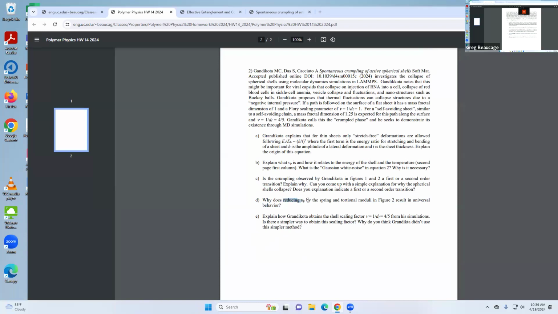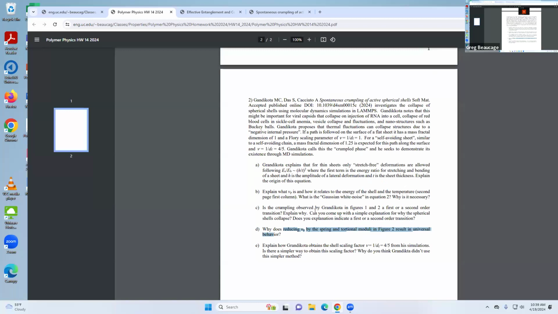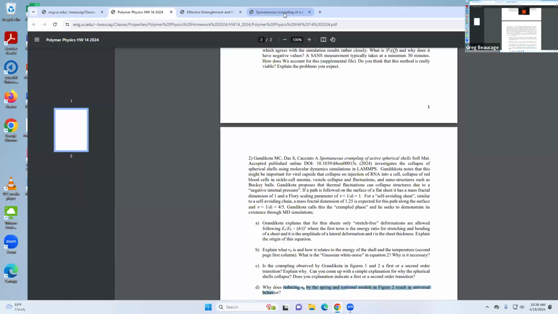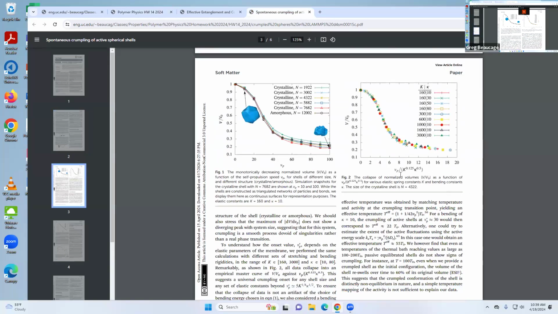Why does reducing VP by the spring and torsional moduli result in universal behavior? So that's because, oh, I definitely knew that at some point. So that's this thing. So he gets universal behavior. So everything scales back. Everything depends on kappa to the 1/2 because it's a spring constant, and that's how velocity relates to the spring constant.